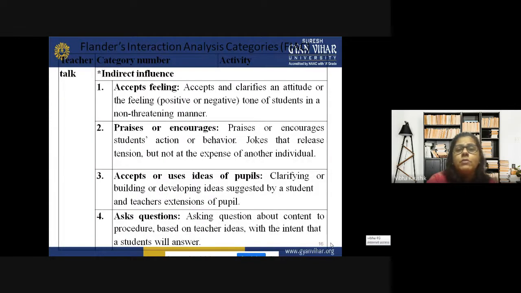Flanders interaction analysis category system, FIAC. Teacher talk, indirect influence. Category one, accepts feeling: accepts and clarifies an attitude or the feeling, positive or negative, tone of students in a non-threatening manner. Praises or encourages student action or behavior, jokes that release tension but not at the expense of another individual. Accepts or uses ideas of students: clarifying, building or developing ideas suggested by a student. Asks questions: asking questions about content or procedure based on teacher ideas with the intent that a student will answer.